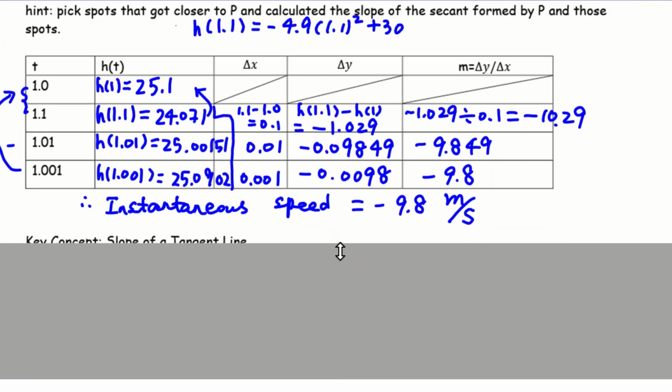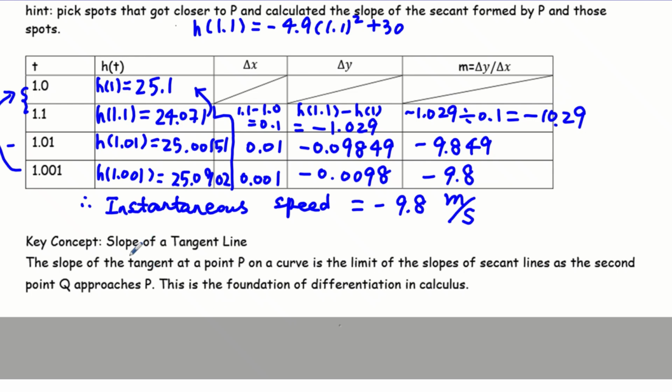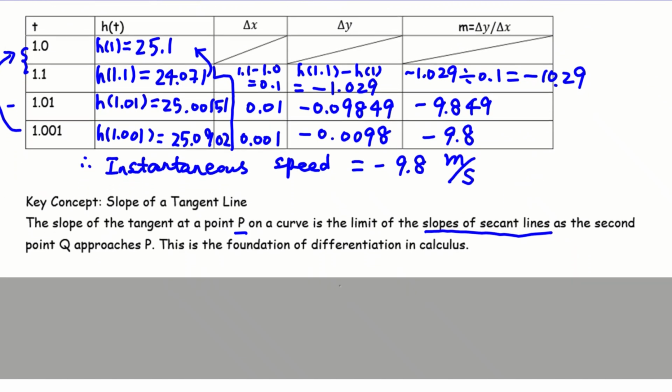So the key concept for today is the slope of a tangent line. The slope of a tangent line at a point on a curve is the limit of the slopes of secant lines. So we find the slopes of secant lines, then see the limit, and we use it as the slope of the tangent. In our next couple of lessons, we are going to learn a more accurate method to calculate the slope of a tangent. We are going to use limits, and also later we are going to use derivatives.